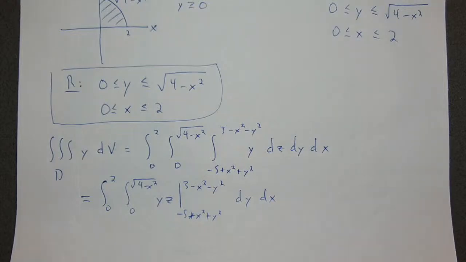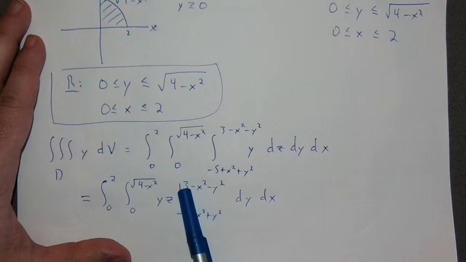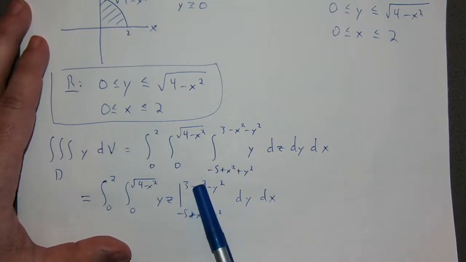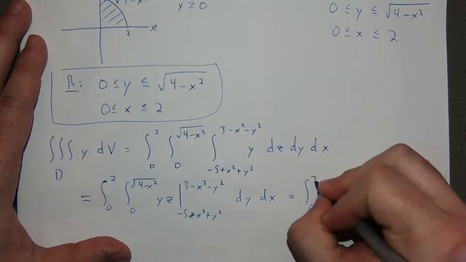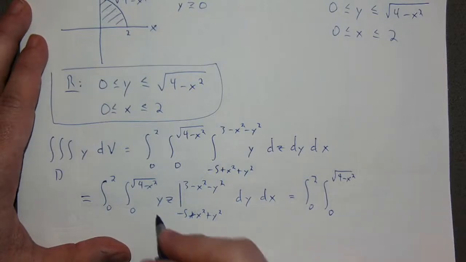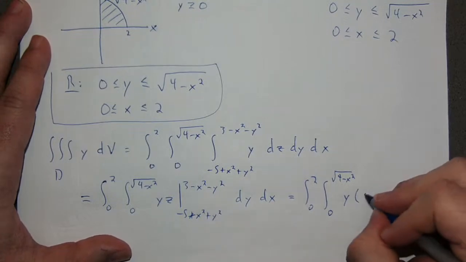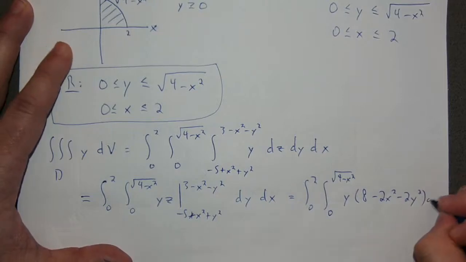Okay, so let me think here for a second. I can do this subtraction quickly. This would be 3 minus x squared minus y squared minus 5 minus x squared minus y squared. So I would get minus 2x squared minus 2y squared, and then I would have an 8 here. So this would be the integral from 0 to 2, the integral from 0 to square root of 4 minus x squared of y times 8 minus 2x squared minus 2y squared dy dx.